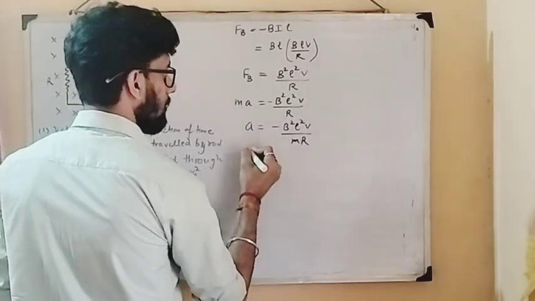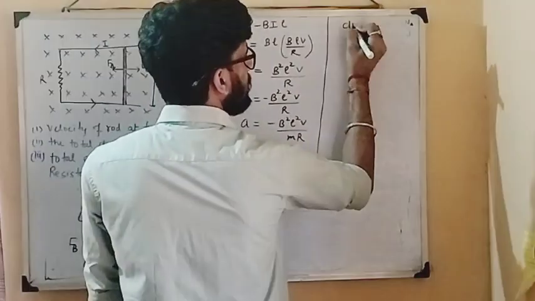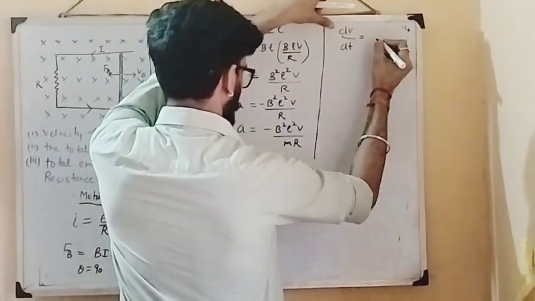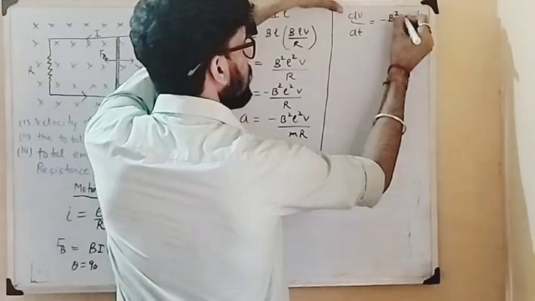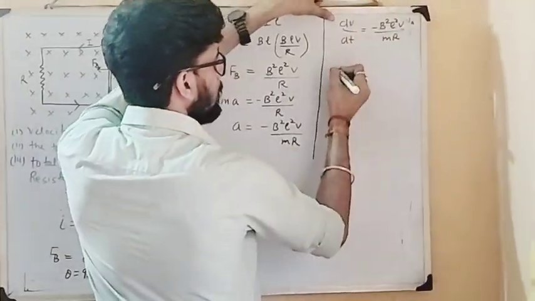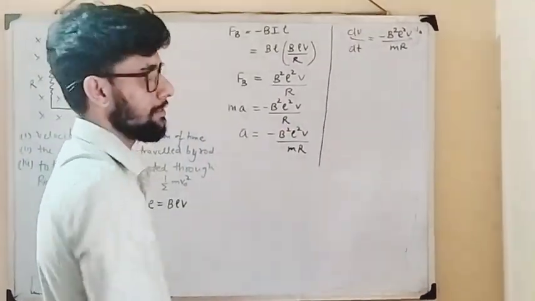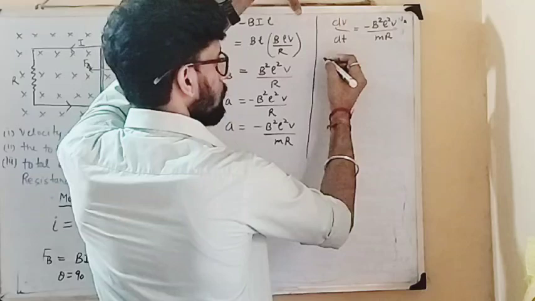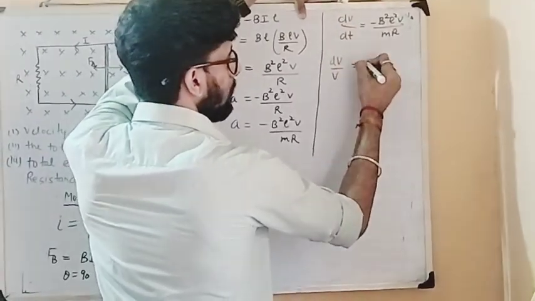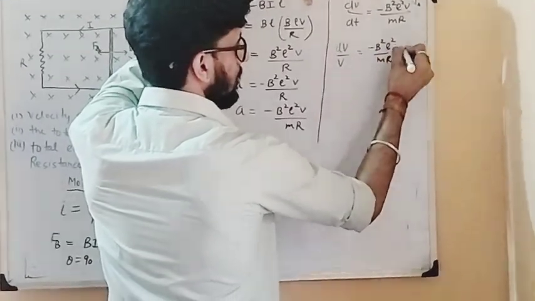That is, we can start from here: dv upon dt is equal to minus B squared L squared v upon mR. From here, if we try to find the function of v using the variable separable method, the terms of v can be taken to one side, so dv upon v is equal to minus B squared L squared upon mR dt.